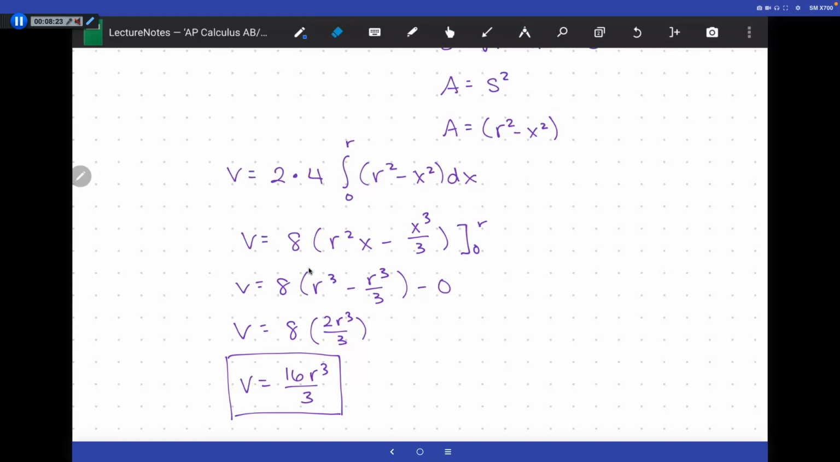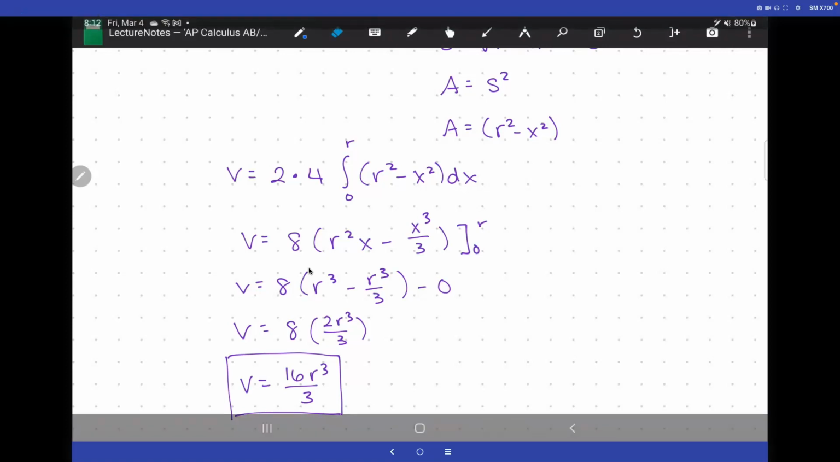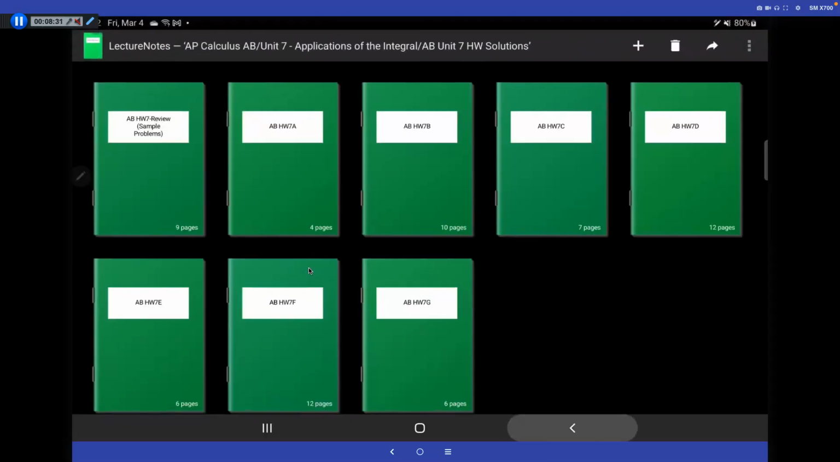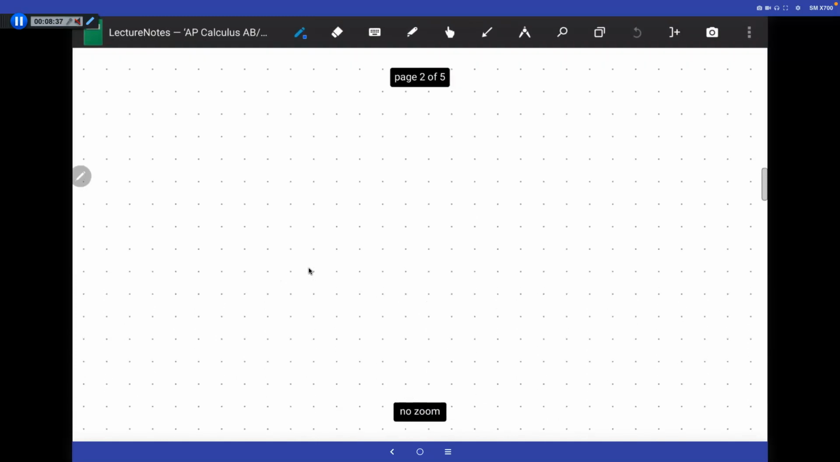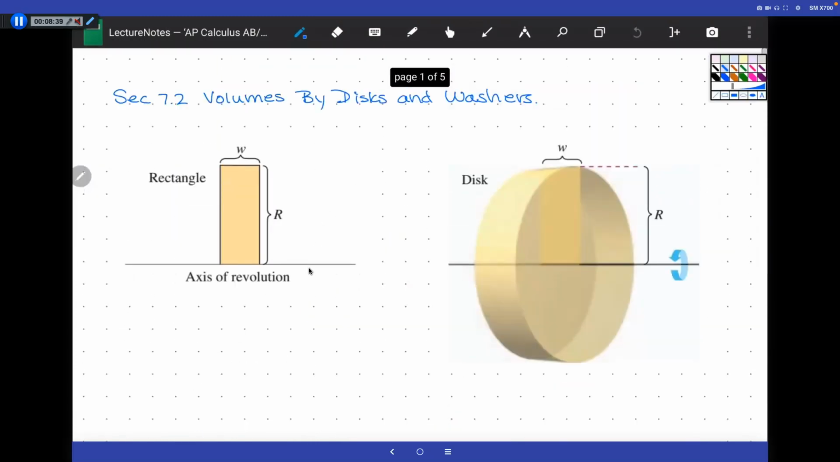Well, we are going to do another type of volume today. Volume by the disk method. I have some prepared pictures here, but then on the next page I will try to draw. So don't worry about trying to draw these initial pictures.